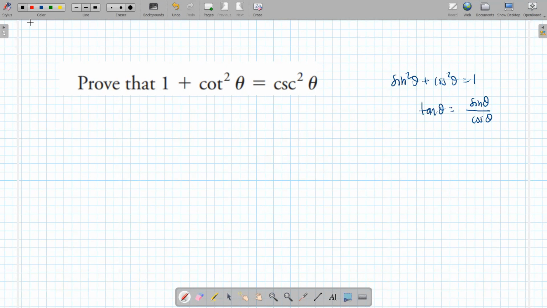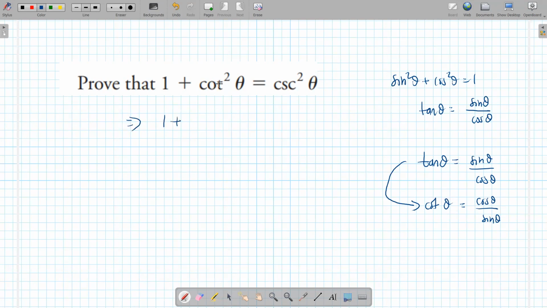So we know tan is sine over cosine. Now, if cotangent is the reciprocal of that, what's the formula for cotangent in terms of sine and cosine? It's flipped upside down. That's going to be cos over sine, okay? Tan is sine over cosine. Cotangent, it's the reciprocal of tan. It's going to be cosine over sine. So now we can plug that in here and see where that gets us.